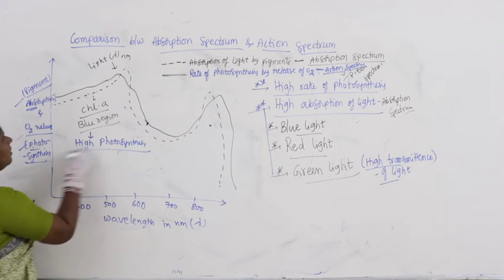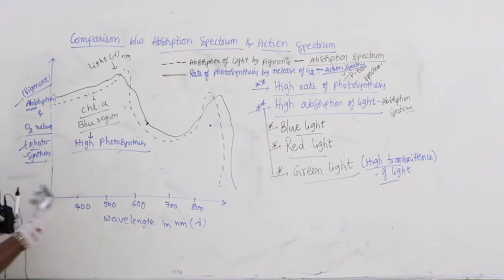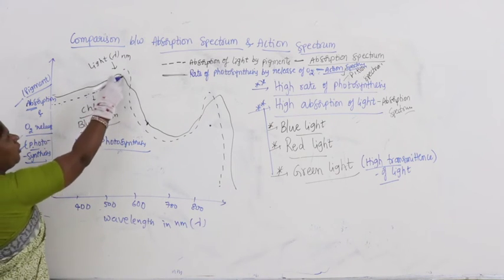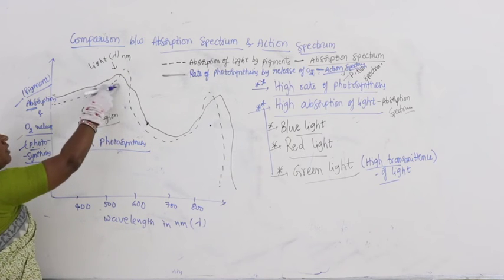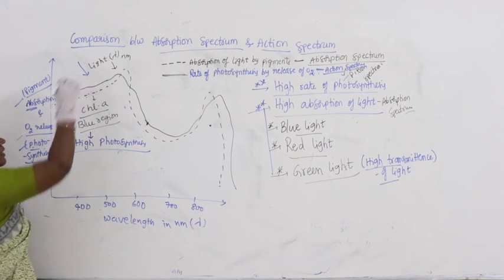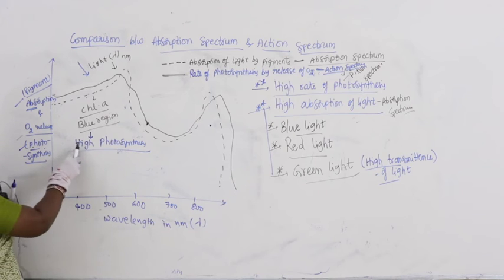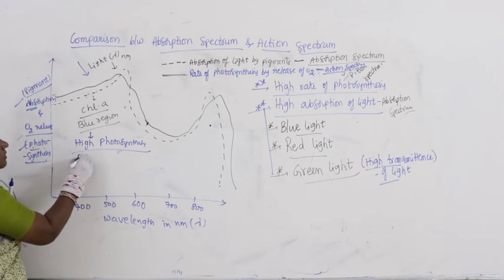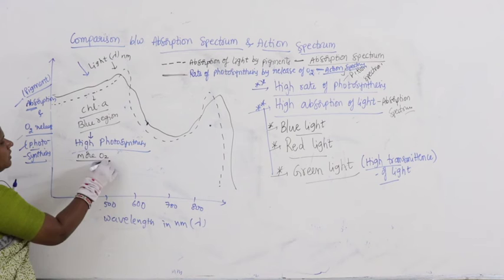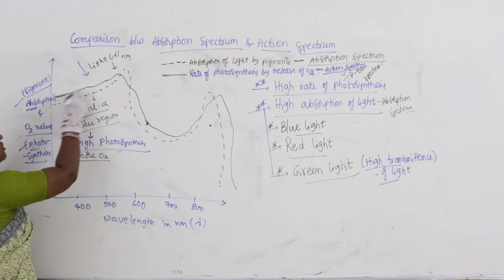That means here absorption spectrum, action spectrum. This is absorption of light. Dotted line says absorption of light. The more light is absorbed by the pigment, the more is the rate of photosynthesis. Why? Because there is more oxygen released. So this is action spectrum.